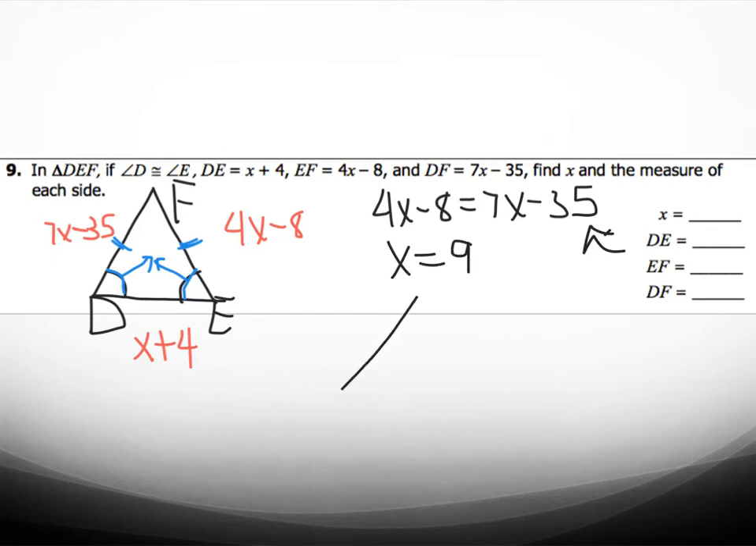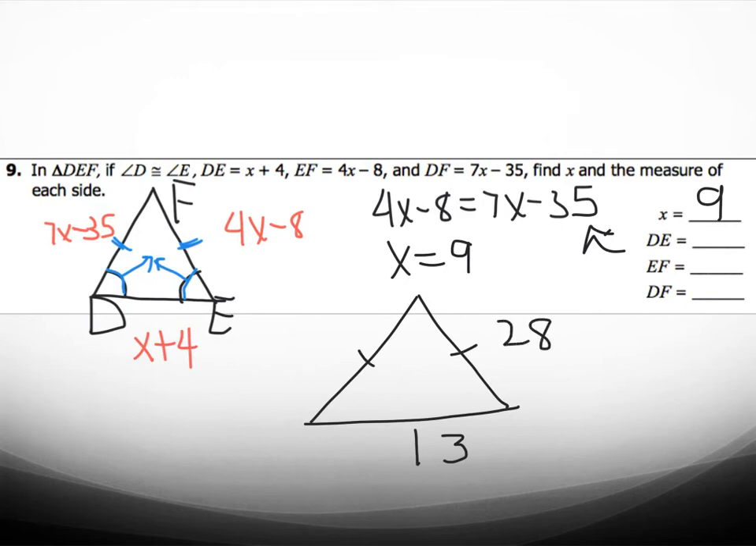So now what I want to do is I want to go ahead and plug it back in. If x is equal to 9, I'm going to write that here, 9. Then this side is how much? This side is 13. When I plug it back in for my congruent sides, I find out that this side is 28 and this side is 28. So how much is DE? DE is 13, EF is 28, and DF is also 28. So this is how we use the properties of equilateral and isosceles to actually solve problems.